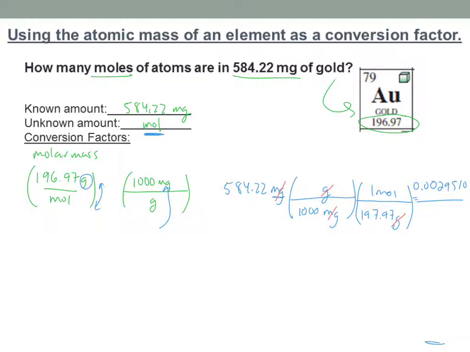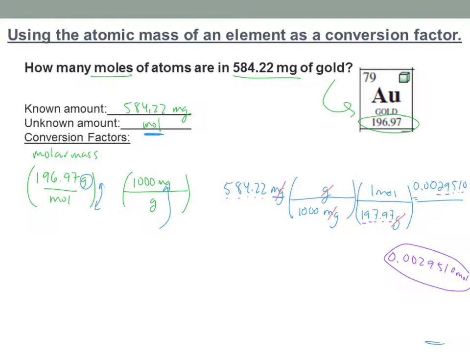So in this case, if I want to make sure I have the right sig figs, I've got 1, 2, 3, 4, 5 on that, 1, 2, 3, 4, 5 on that, so I need 5 for this one, and I got 1, 2, 3, 4, 5. So my final answer would be 0.0002950 moles. Got a little squish there. For my final answer, apparently that's how many moles of atoms are in that much gold.